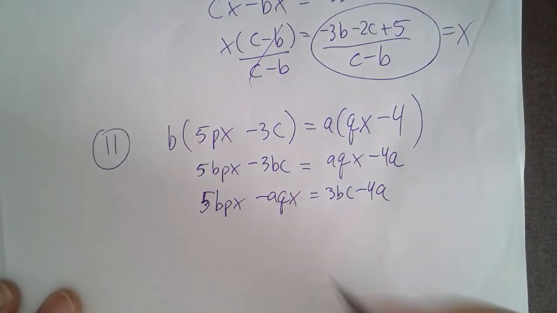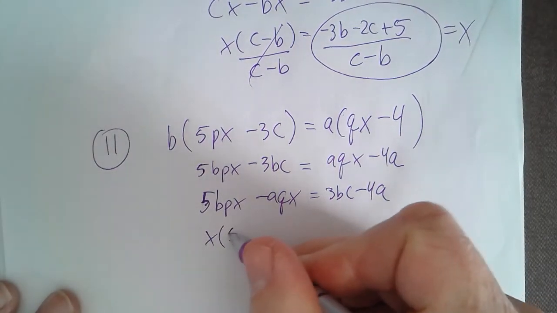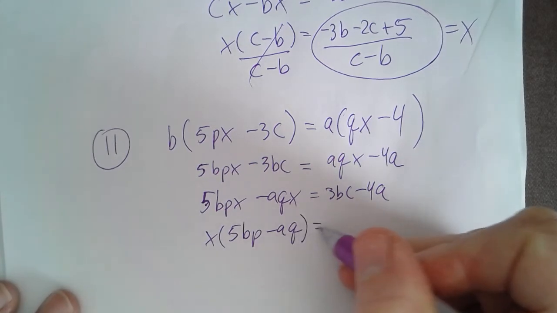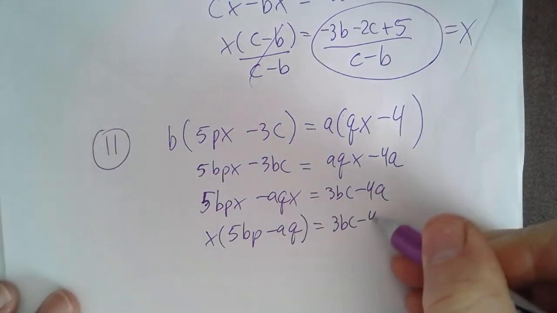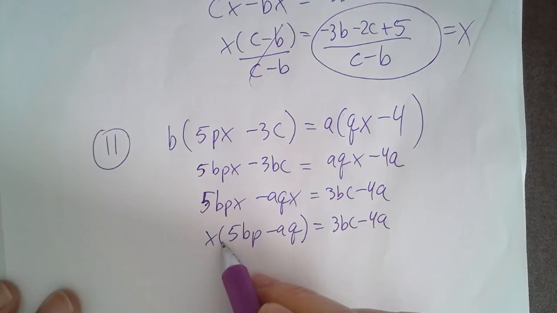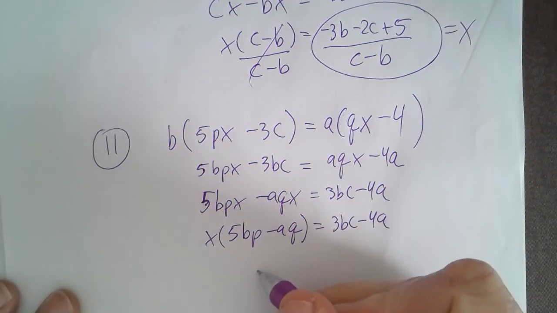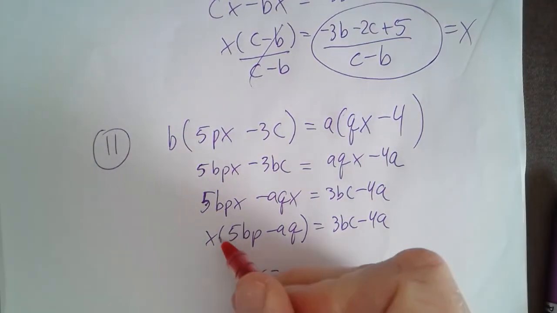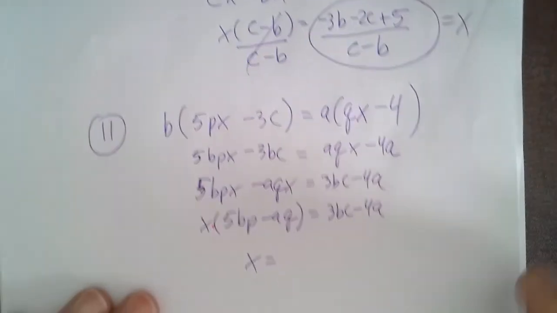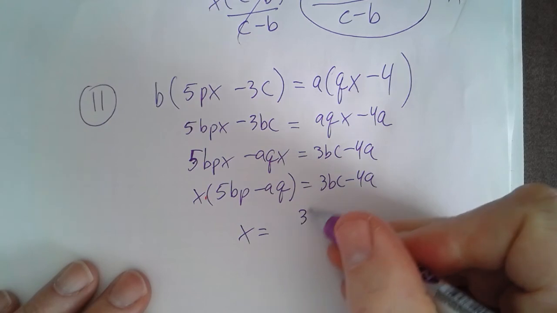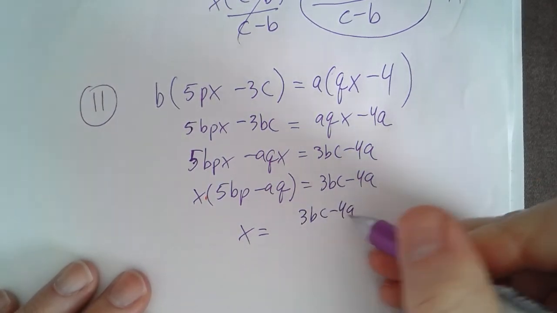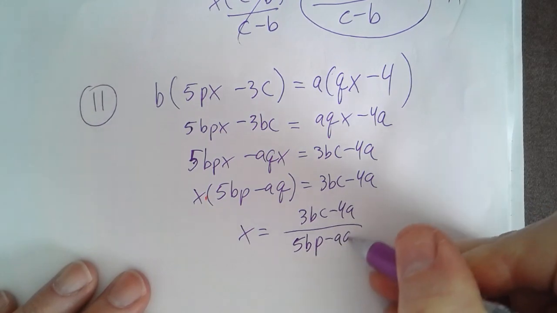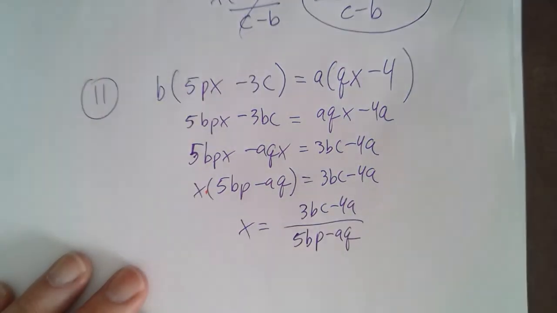Then I'm going to factor out the x, so it's x times 5bp minus aq is equal to 3bc minus 4a. Then this is multiplication, so I divide that over. So x is equal to 3bc minus 4a over 5bp minus aq. And now you can all take a deep breath.